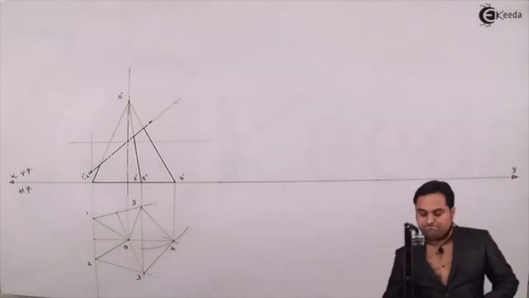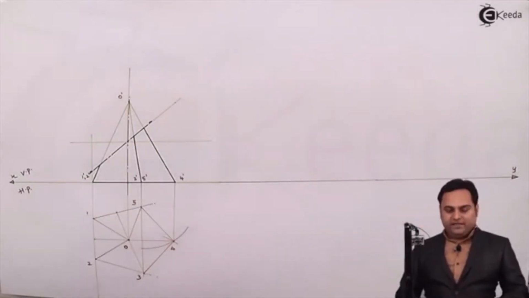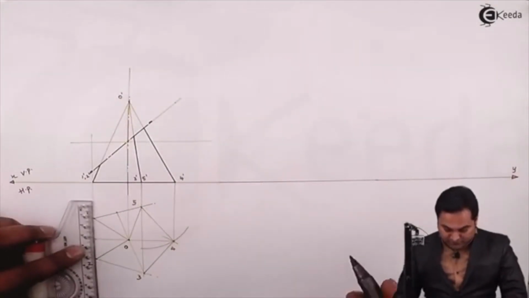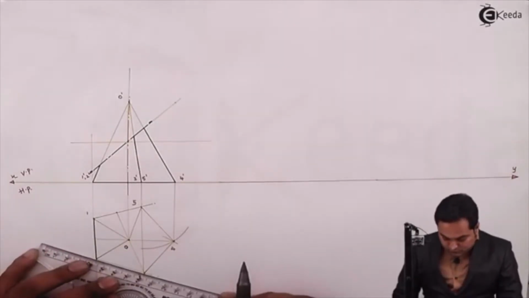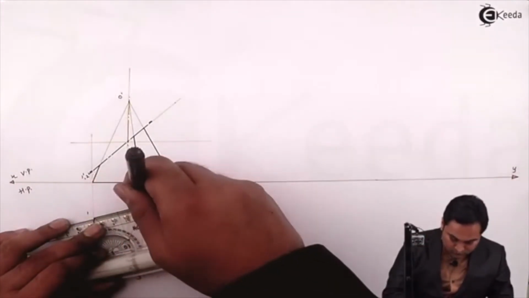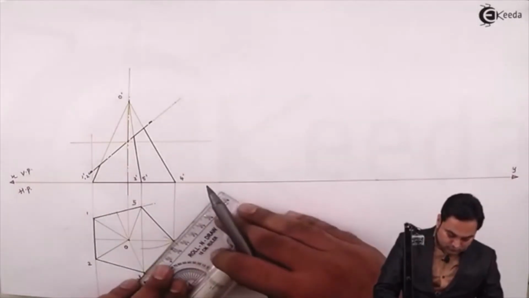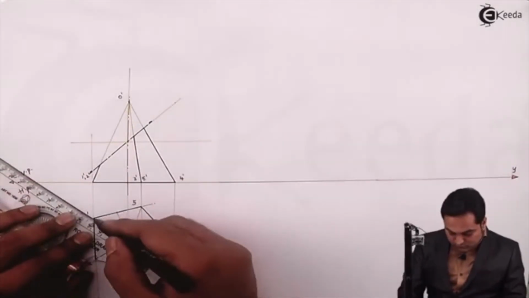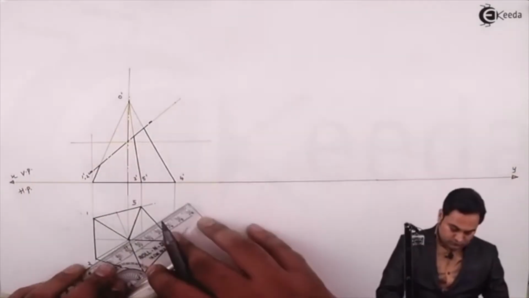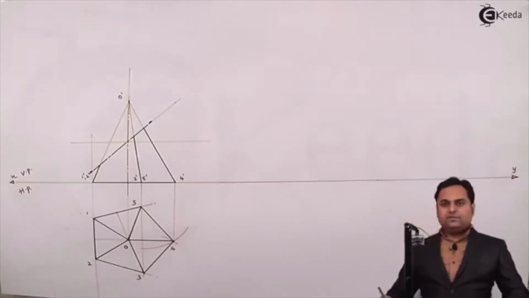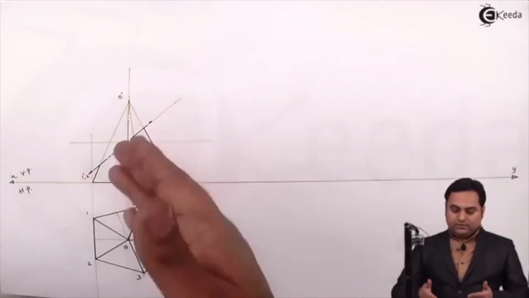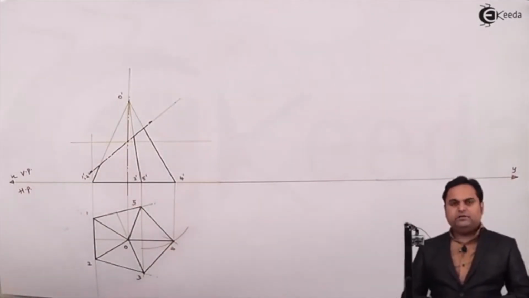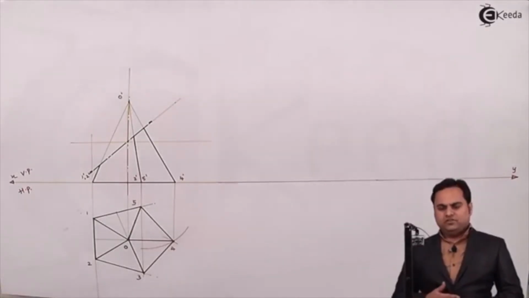So this top view I'll keep it plain. So I'm just making it dark because nothing is specified about the sectional top view. So this is the pentagonal pyramid. Here is the cut portion, that is the front view of this pentagonal pyramid, and this is the plain top view because nothing is mentioned about the sectional top view.